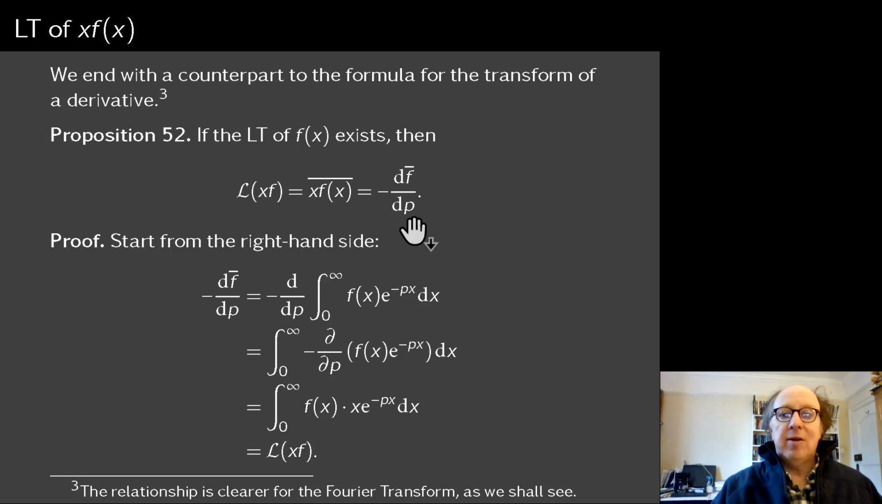You work out, let's start from the right-hand side here. Minus df bar by dp, minus d by dp of f bar. Take the d by dp under the integral sign. F is independent of p. You only need to differentiate that p up there, and that brings down a minus x. And the minus kills the minus out the front there, and that is indeed the transform of xf.